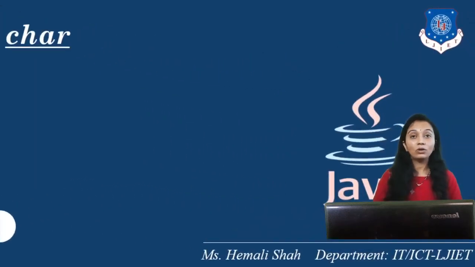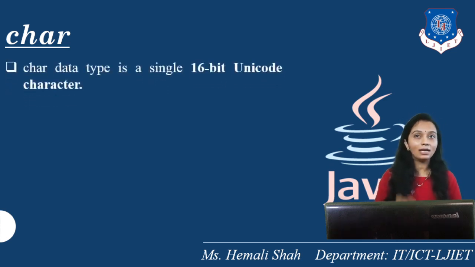Now the char data type. What is the difference between the C char data type and the Java char data type? In C, the char occupies only 1 byte, so only ASCII characters are supported. The number of characters supported by the C language is only 256. While here, the Java char data type occupies 2 bytes, a single 16 bits, and it supports the Unicode character set. Unicode is a character set that actually supports the characters of all languages.